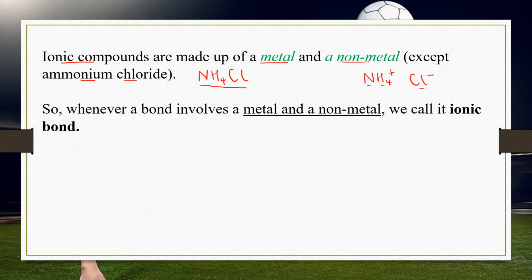So whenever we are dealing with a bond that involves a metal and a non-metal, we shall always call it ionic bonding, as we shall see later on when we are looking at the formation of an ionic bond. Why do we come to a conclusion that a metal and a non-metal will always be an ionic bond? In our next video, we shall have a look at formation of an ionic bond.